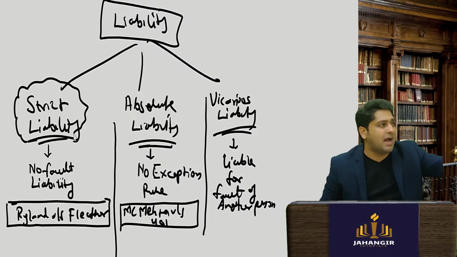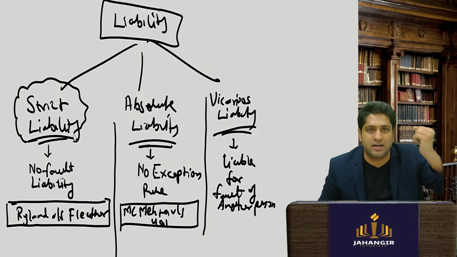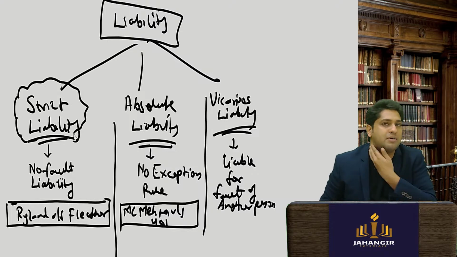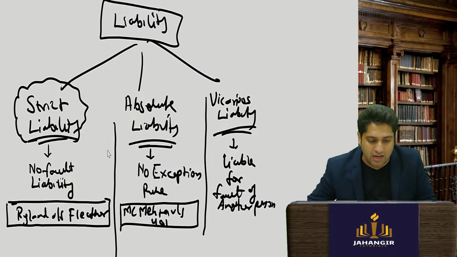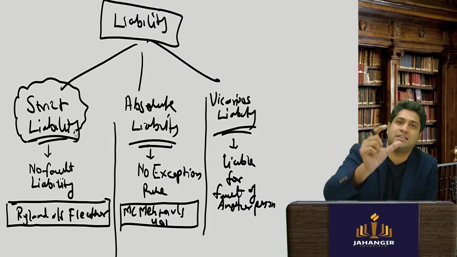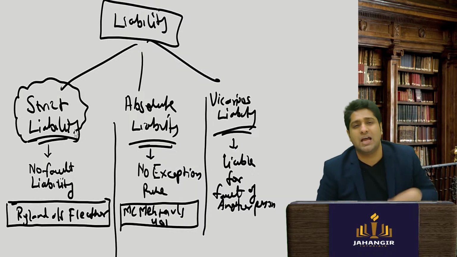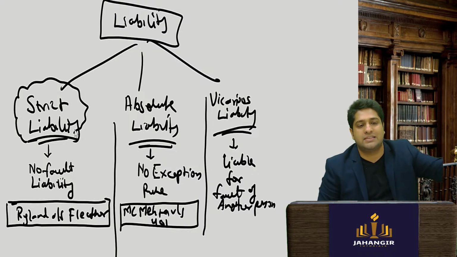Common sense. I get a tiger and I keep it, and the tiger kills someone, I will be held responsible. It causes a damage, I will be held responsible. Now, strict liability had certain exceptions, such as act of God, etc.